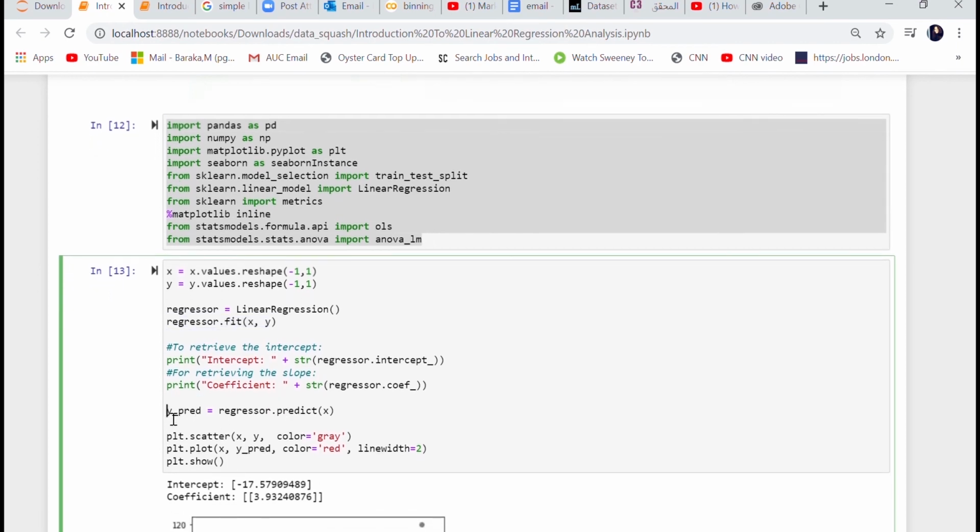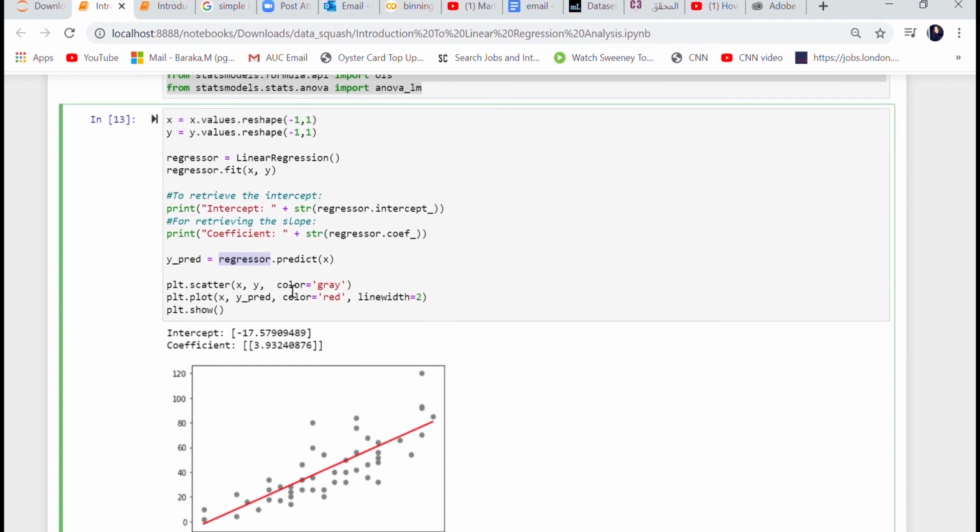And I'm going to use ypred equals regressor.predict(x), which is basically, I'm going to use the regressor that we fitted earlier to predict the new y's from the x that we already have, so we can see the fitted line at the end. And I'm going to plot it.